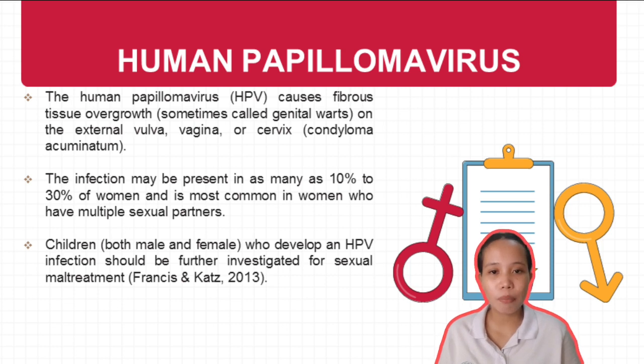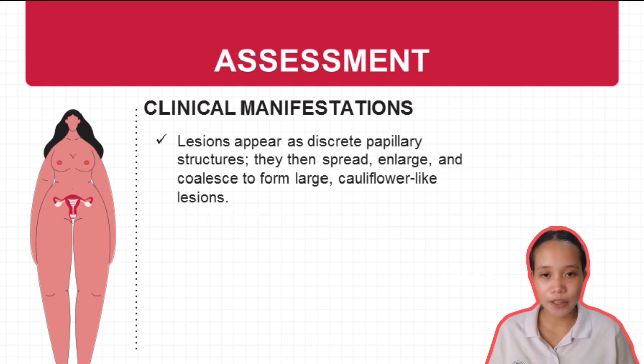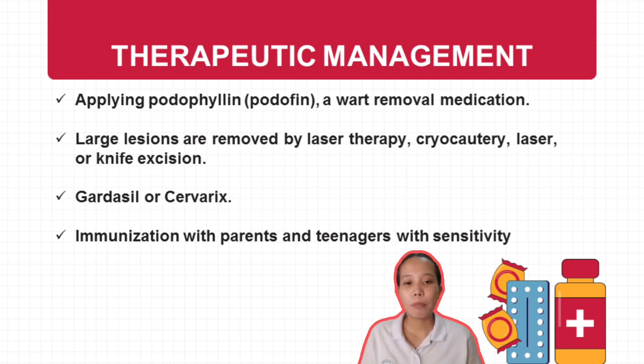Children, both male and female, who develop an HPV infection should be further investigated for sexual maltreatment. The clinical manifestations are lesions that appear as discrete papillary structures. They then spread, enlarge, and form large cauliflower-like lesions. Therapy for such lesions is aimed at dissolving the lesions and also ending any secondary infection present.